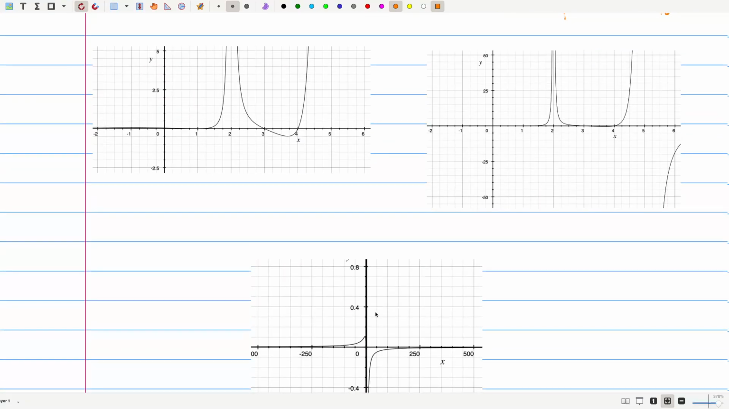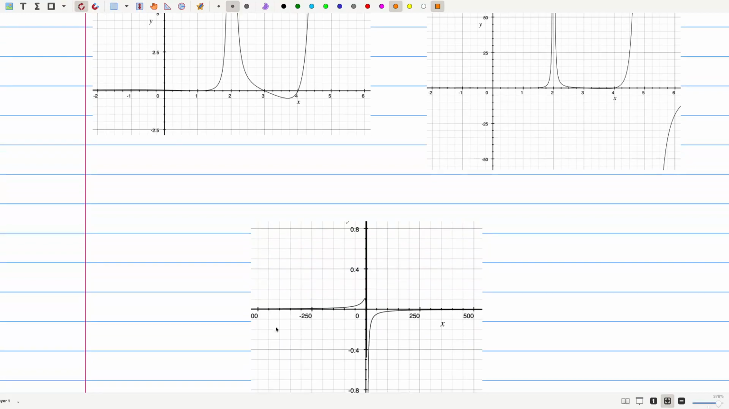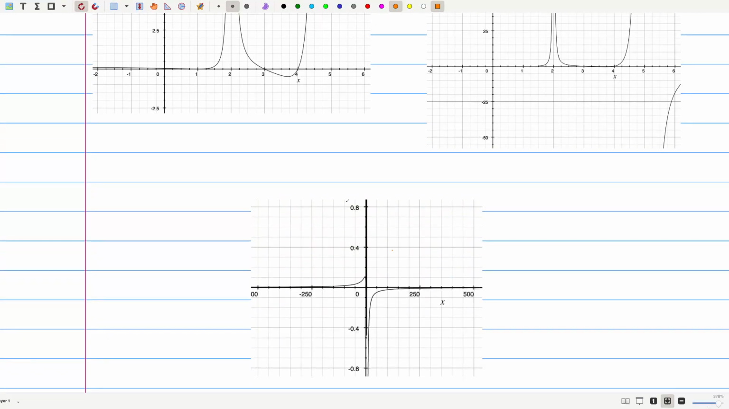And just one last graph, zooming very far out in the x-axis direction, we can see that it sort of looks like 1 over x, or minus 1 over x, which is the approximation that we had for this function.